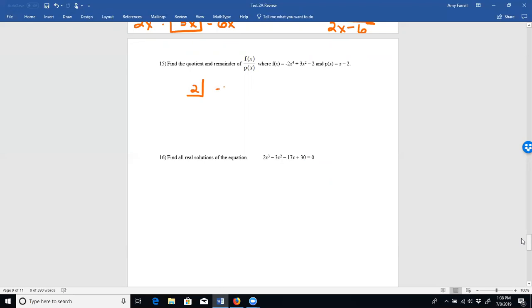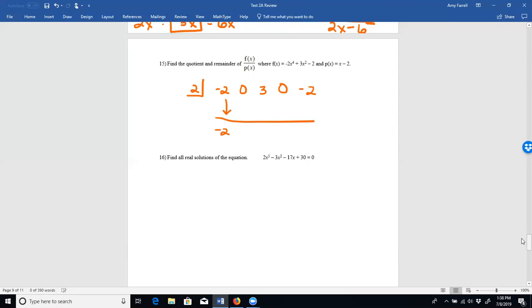Up here at the top, alongside the box, I'm going to write in the coefficients of each of the terms. I do need to insert zeros when I have missing terms. So I do have a couple of missing terms. There's no x cubed and there's no x. So I need to put zeros in their spots.